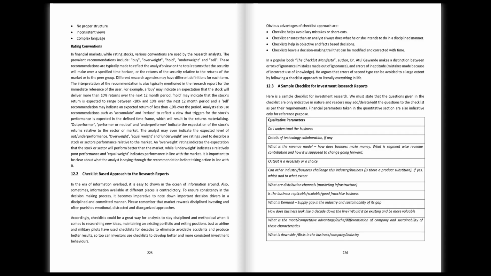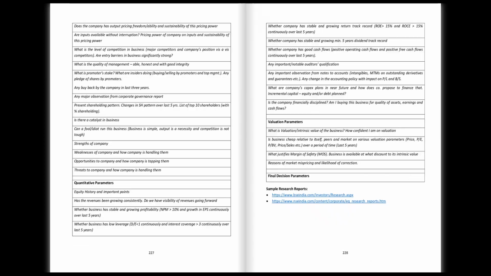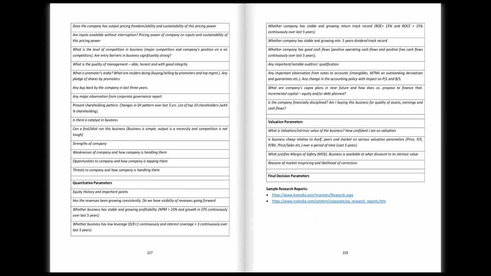What are the downsides and risks in the business, company, or industry? Does the company have output pricing freedom and ability, and the sustainability of this pricing power? Are inputs available without interruption? What is the pricing power of the company on inputs, and the sustainability of this pricing power? What is the level of competition in the business? Who are the major competitors, and what is the company's position vis-a-vis competitors? Are entry barriers in the business significantly strong?